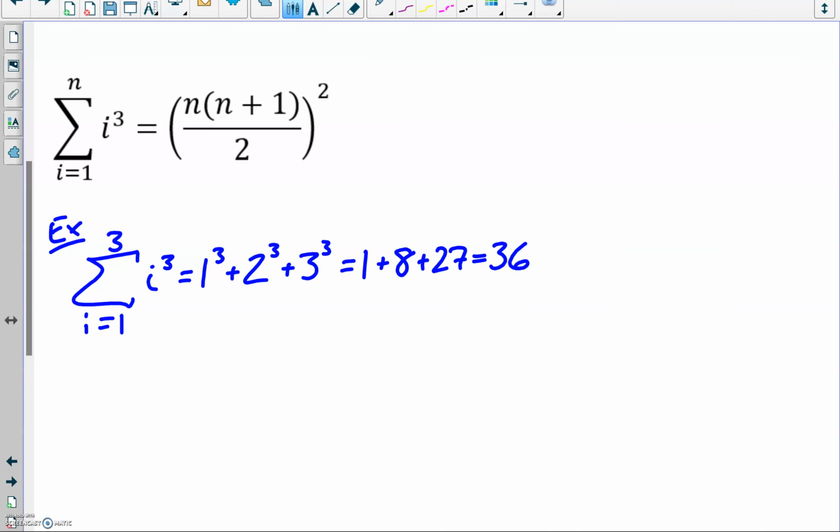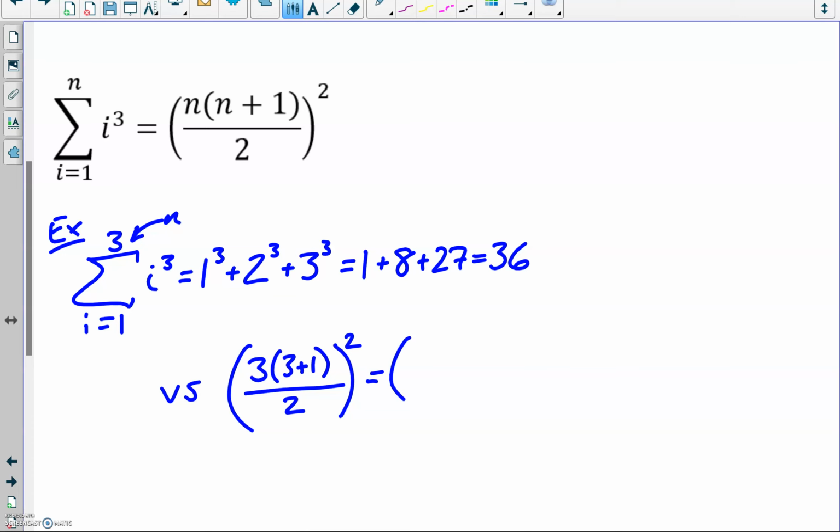Not too bad, but again, you've got to imagine if n was a really big number, then you're going to be writing for a long time, and it's going to be much easier to just use the closed form. So again, n here is 3. We're going to have 3 times quantity 3 plus 1 all over 2, and then that whole quantity squared. What you get out of this is 3 times 4, or 12 up top, over 2 squared. 12 over 2 is 6. 6 squared gives you 36.